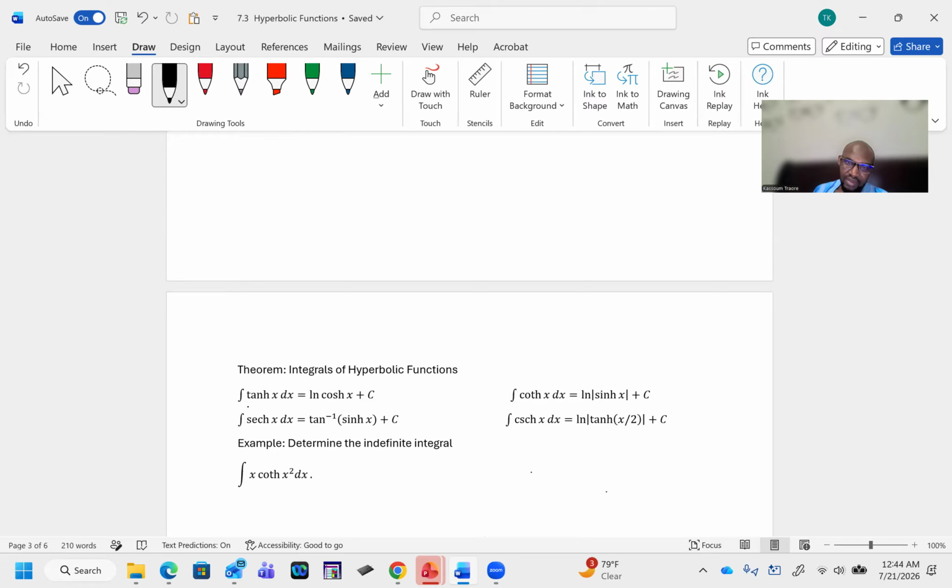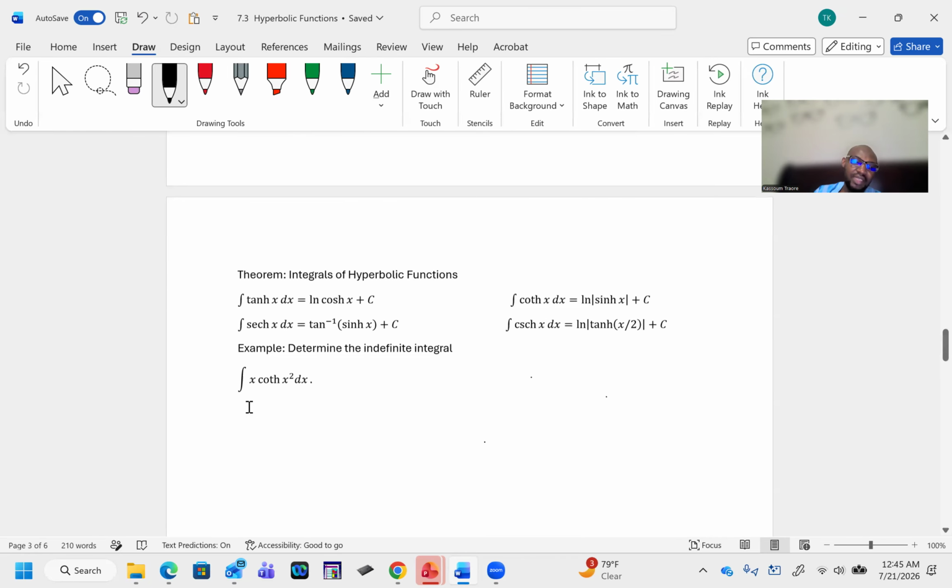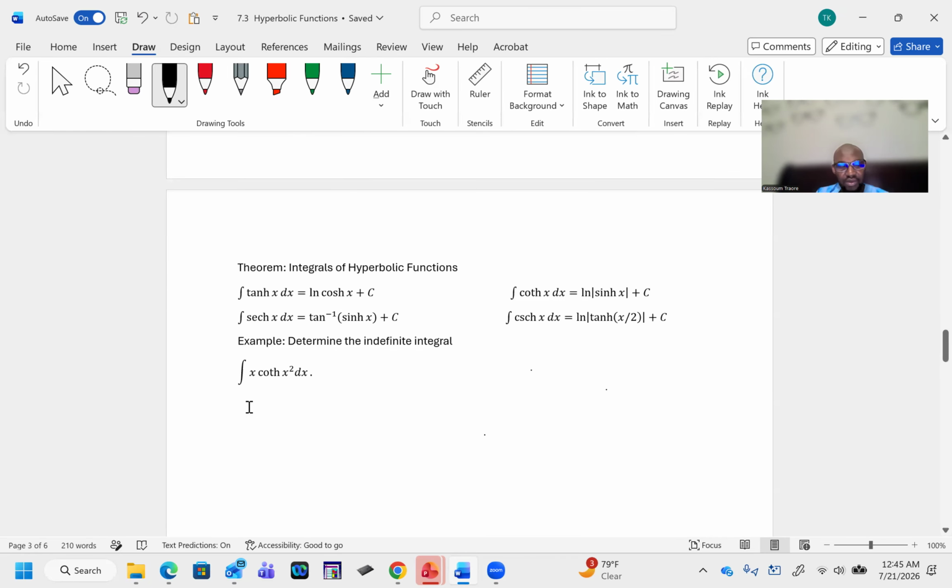And integral of hyperbolic cosecant of x dx is equal to ln absolute value of hyperbolic tangent of x divided by 2 plus c. So we are asked to solve this example. Find the integral of x times hyperbolic cotangent x squared dx. So you see, what did I say?